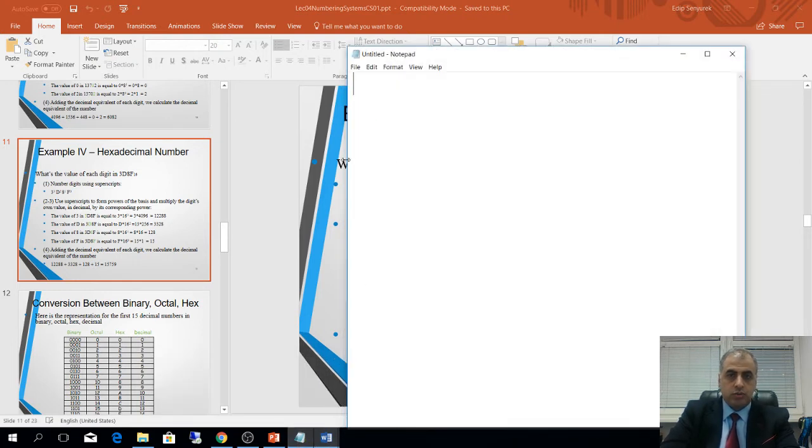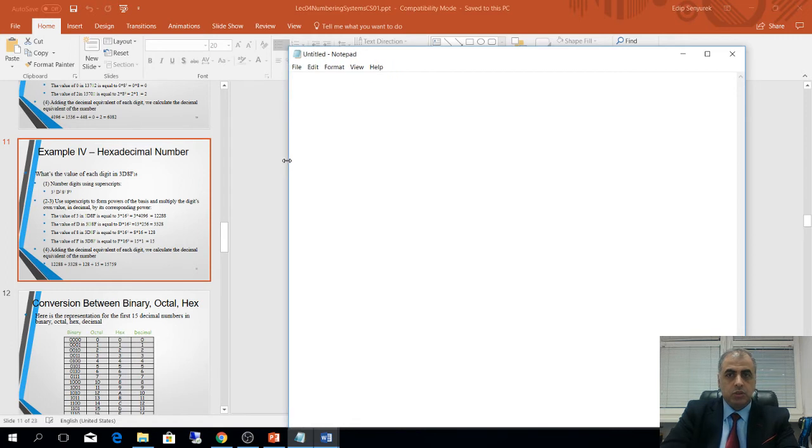And then when it comes to the other way, in other words, if you want to convert from a decimal number to any base, it's very simple. For example, there is a number which is 142. You must just prepare a kind of table: division and remainder.